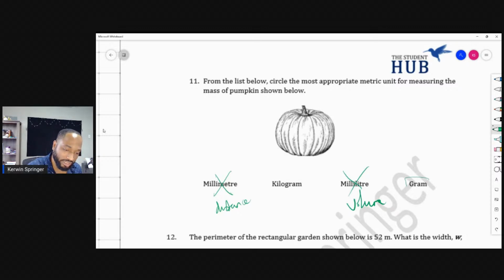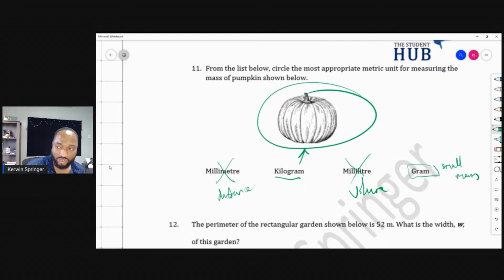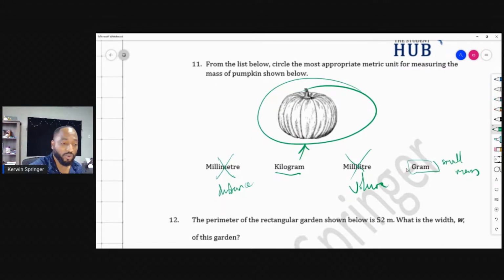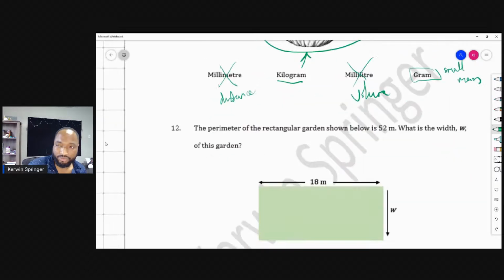Now grams are used for small mass, like a tablet, or maybe how much sugar is in the soft drink. For kilograms, we would use this big pumpkin. Right? And everybody who in the market would know kilogram is the ideal thing to use here. You could use grams, but they want the most appropriate. So the most appropriate is kilograms.